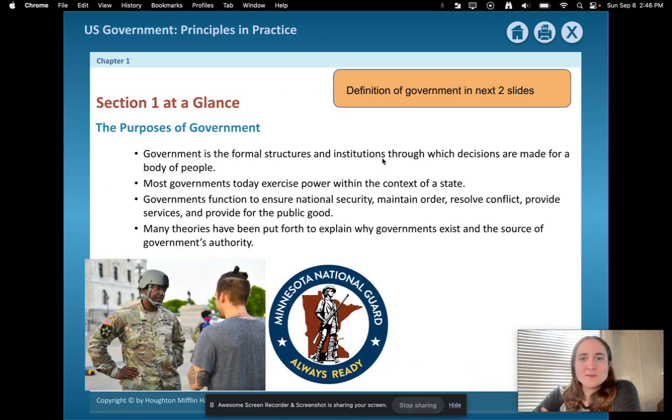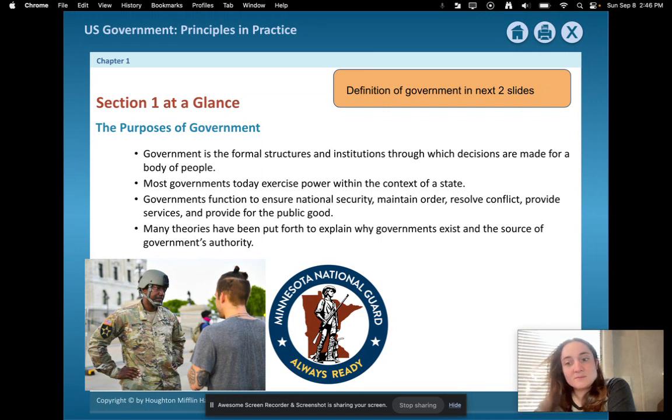So let's start with the first one, the purpose of government. One of your vocab words is government. The next two slides talk about government. Government is the formal structures and institutions through which decisions are made for a body of people. Most governments today exercise power within the context of a state. Governments function to ensure national security, maintain order, resolve conflict, provide service, and provide for the public good. And many theories have been put forth to explain why governments exist and the source of government's authority.